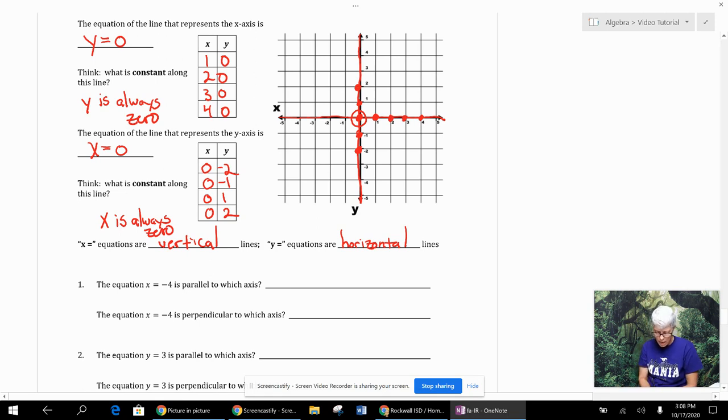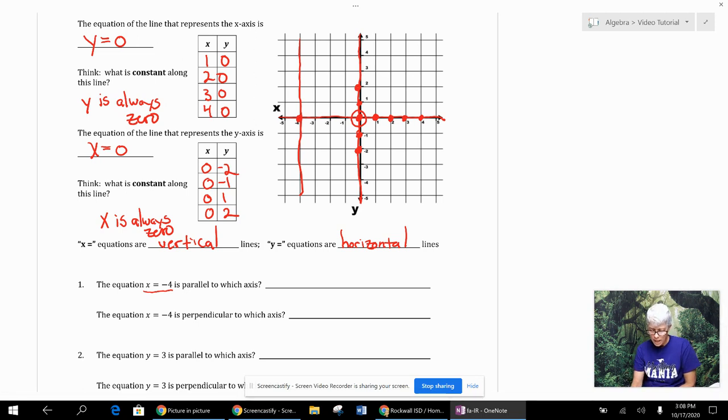So here's an equation. x equals -4 is parallel to which axis? So let's find x equals -4. To do that, I'm just going to go on the x-axis and find where x is -4. Here's where x is -4. Now I'm going to create a line that goes through that point. And this is the equation of the line.